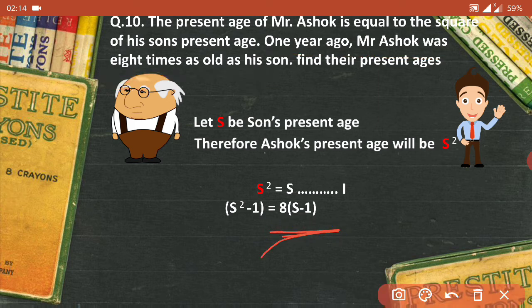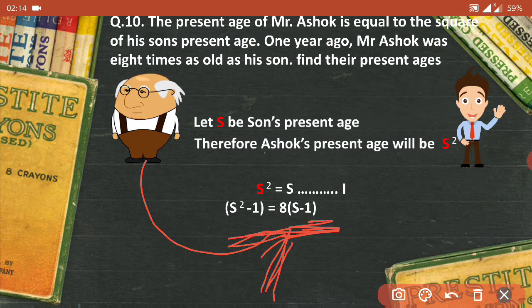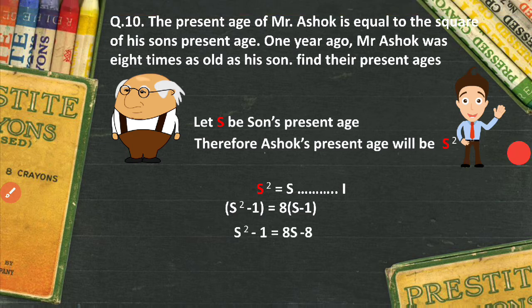So Ashok's age will be 8 times son's age. So this was son's age 1 year ago, so multiplied by 8. Okay. So this would become s square minus 1 is equal to 8 multiplied by s, which will become 8s, and minus 8 ones are 8.